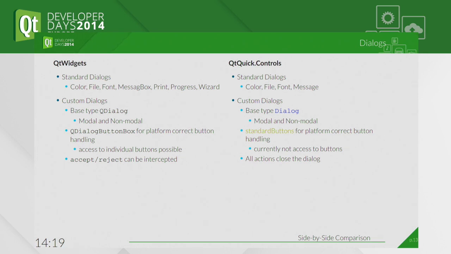So I would consider that currently a limitation of the dialog, but the dialog base class itself is very new. That also was added in 5.3. So the possibility to actually influence the buttons inside this basically dialog button box might have been added for 5.4. I'm not up to date there.